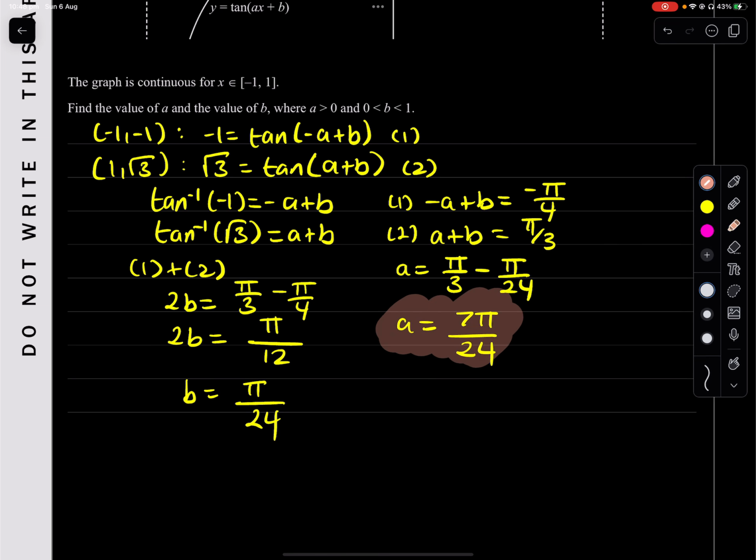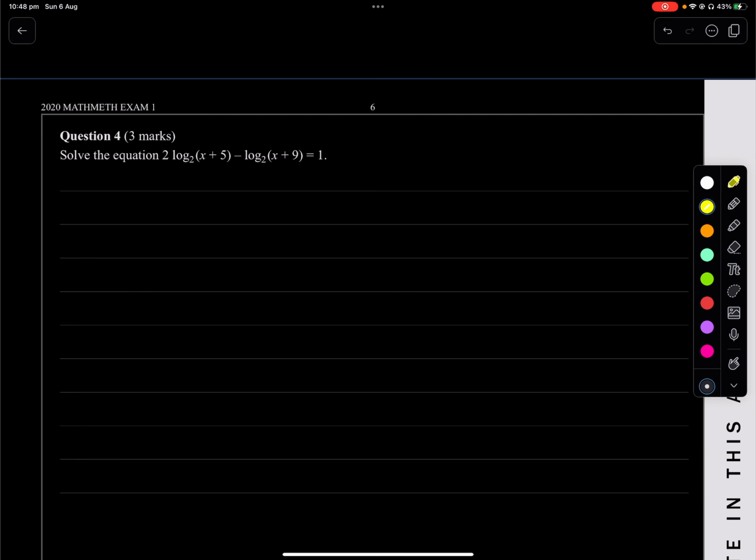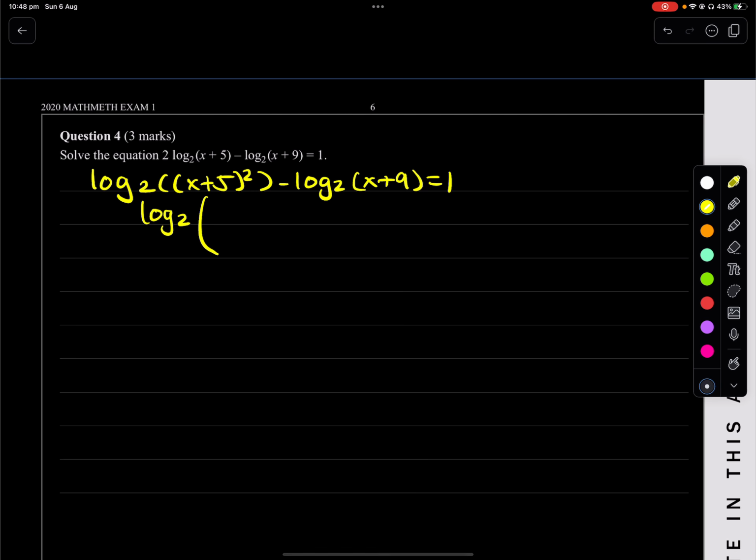Nice. Alright, that's not a bad question. Next, question 4. Solve this equation. Okay, this is very nice. So log (x plus 5) squared minus log (x plus 9) equals 1. So log of (x plus 5) squared all over (x plus 9) equals 1. So 10 equals (x plus 5) squared over (x plus 9).